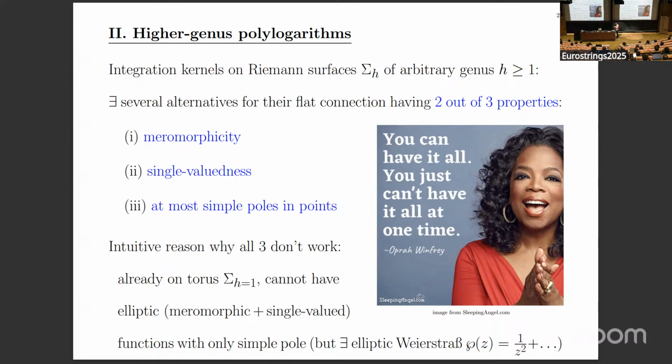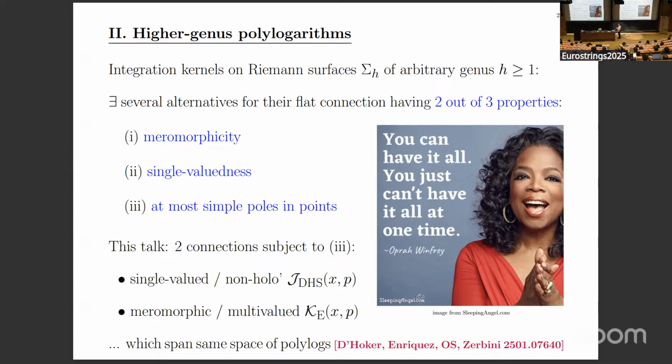And I'm personally, well, emotionally quite attached to the third property. I will only present connections that obey the simple pole criterion. And then there are two options. Whom do I sacrifice? I will give you a non-meromorphic connection, which has single-valued kernels. And independent of that, I will give you a meromorphic connection, where we sacrifice the single-valuedness with respect to the homology cycles of the surface. And either way is fine. In the end, you span the same function space of polylogs, no matter if you follow the single-valued route or the meromorphic one.